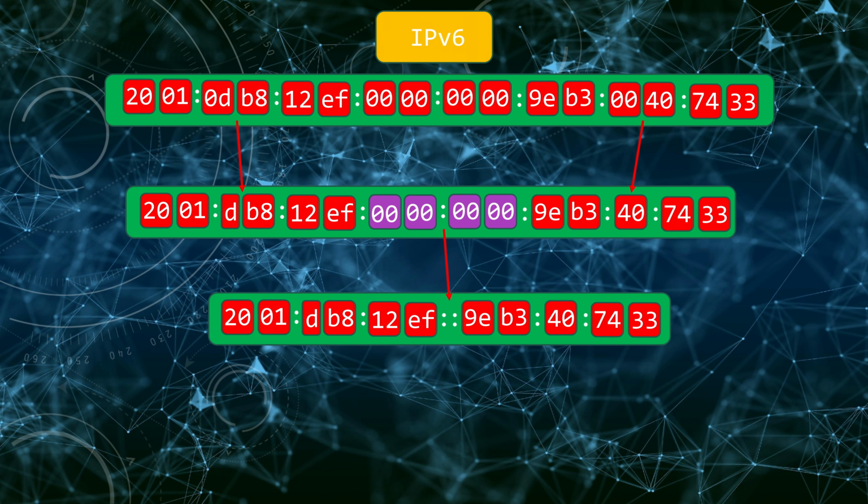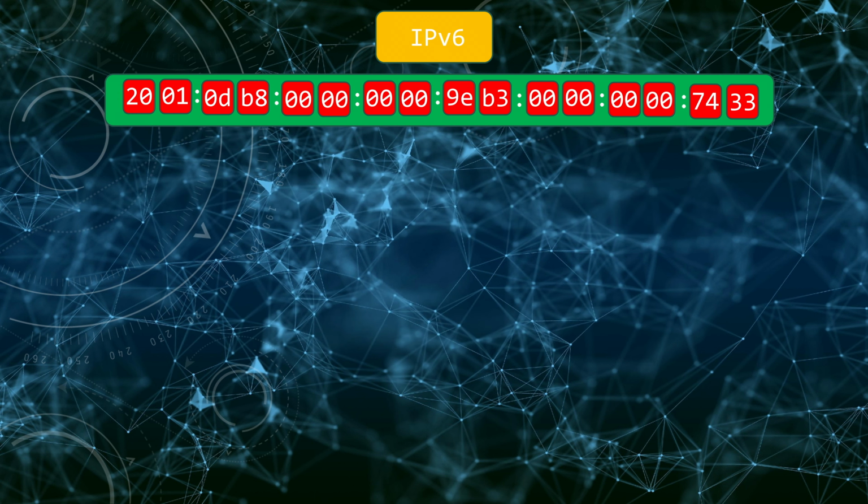Those consecutive zeros can be replaced with a double colon. Mind that consecutive zeros can be replaced with a double colon only once. So for example, if we have an address that has 2 groups of consecutive zeros, only the first group can be replaced with a double colon.